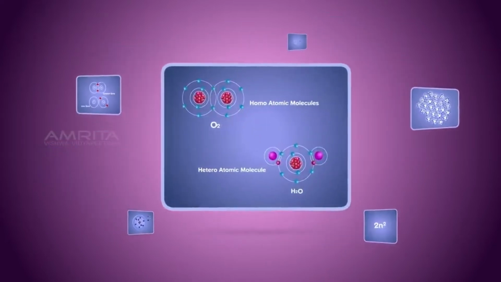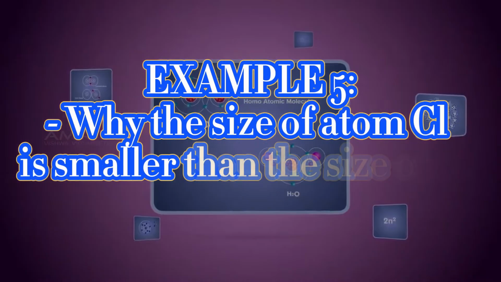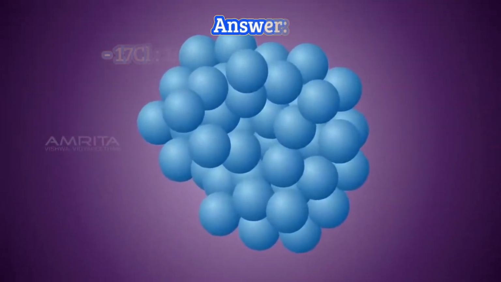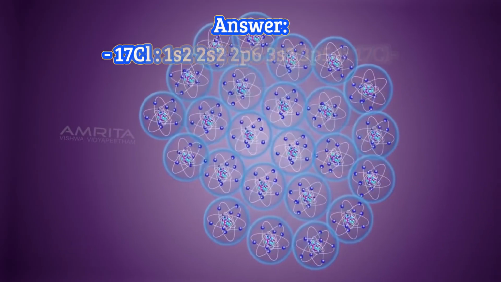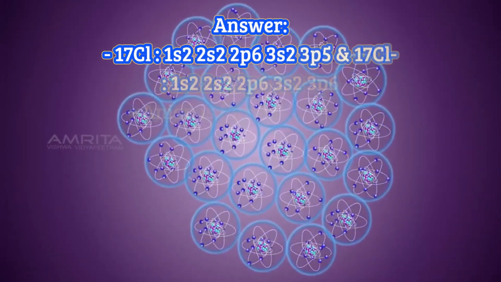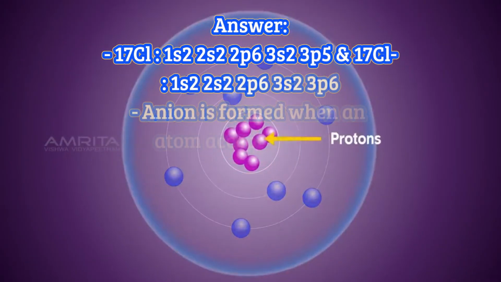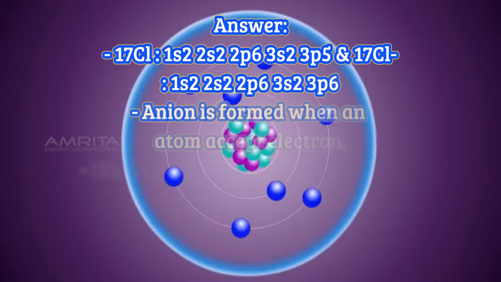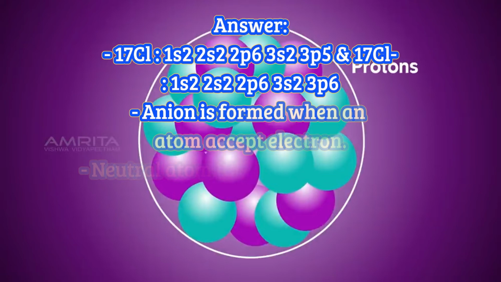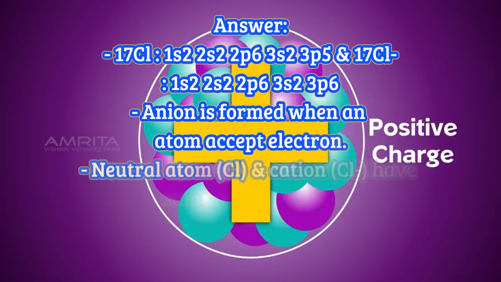Example 5. Why is the size of a chlorine atom smaller than the size of its anion? First we need to write the notation for both neutral Cl and the chlorine anion. For neutral chlorine, we get 1s2, 2s2, 2p6, 3s2, 3p5. And for its anion, we get 1s2, 2s2, 2p6, 3s2, and 3p6.